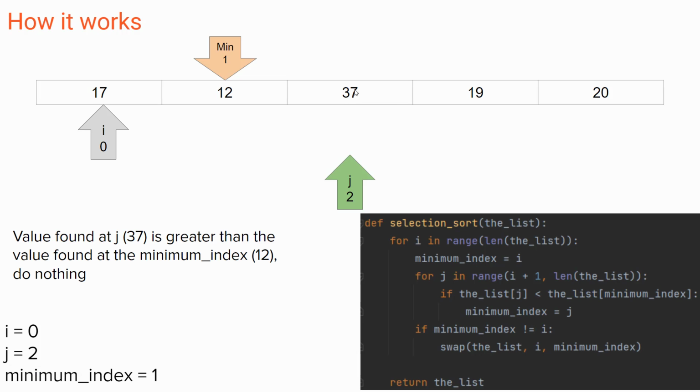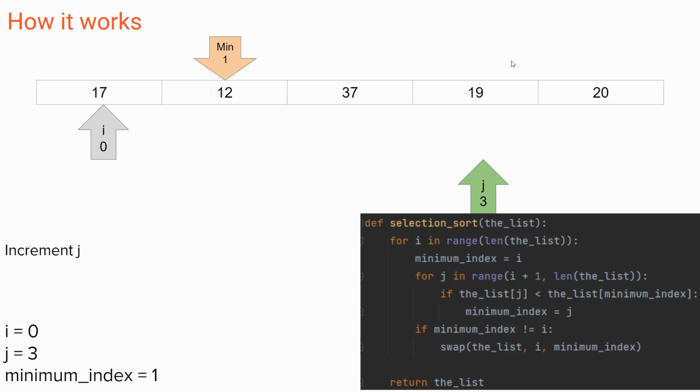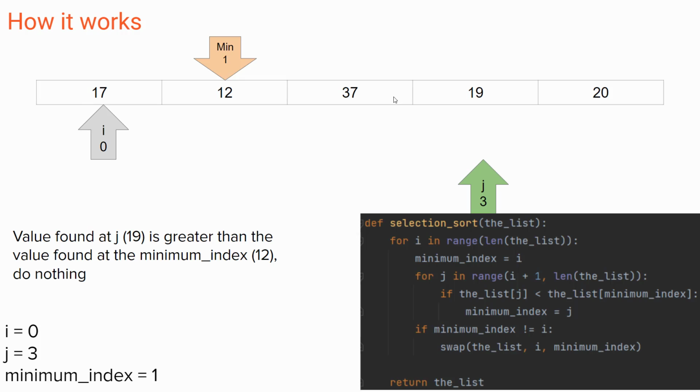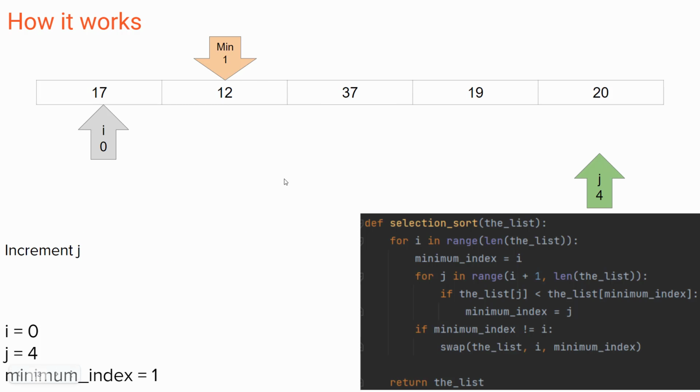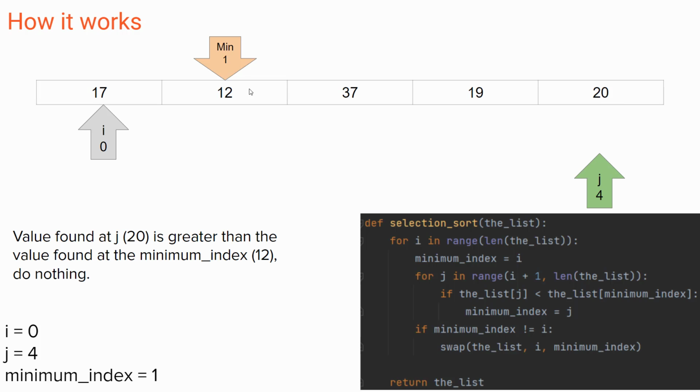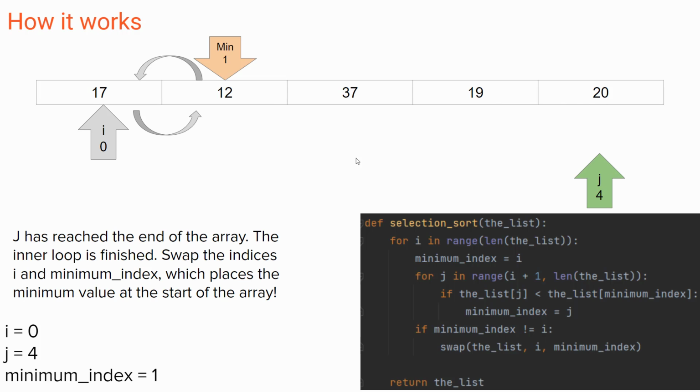So the value found at j, 37 here, is greater than the value found at the minimum index, so we don't need to do anything. We increment j. Now it's pointing at 19. That value is greater than what we have at 12, so we don't do anything. We increment j. Now j is basically at the end of the list. We found 20. It's not less than the minimum index, so we're breaking out of that inner loop.